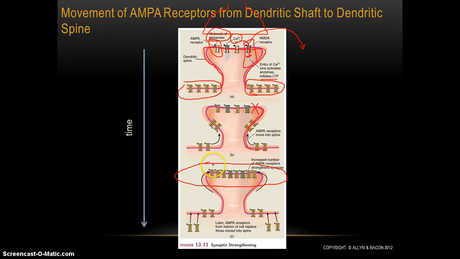So there are now many more doorways through which sodium can enter the cell, and a lot more sodium can get into the cell. All of this is contributing to making it easier for the postsynaptic membrane to generate an action potential. And if the postsynaptic membrane is more likely to generate an action potential, it means that the synapse has been strengthened, and the strengthening of the synapse is long-term potentiation.